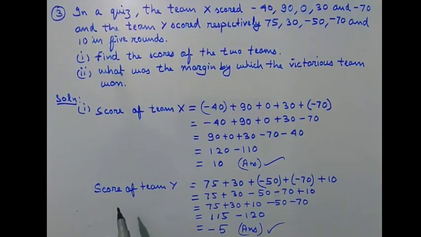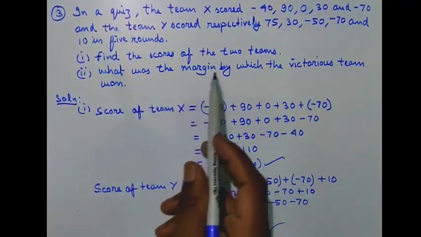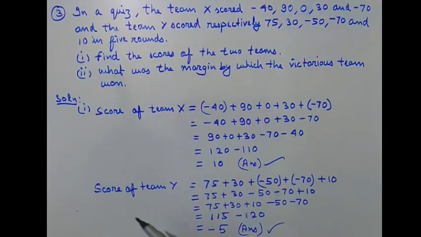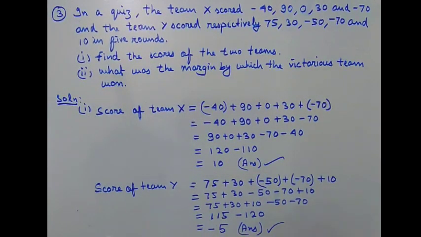Let's look at the next part, second part of the question. What was the margin by which the victorious team won? Margin means the difference between the score of the two teams. It means we'll subtract the score of team X and the score of team Y. Let's do it.